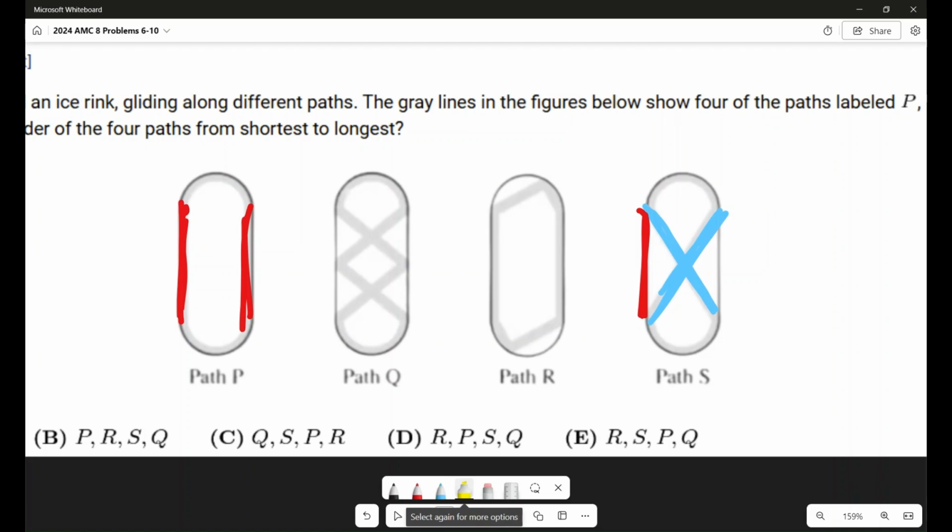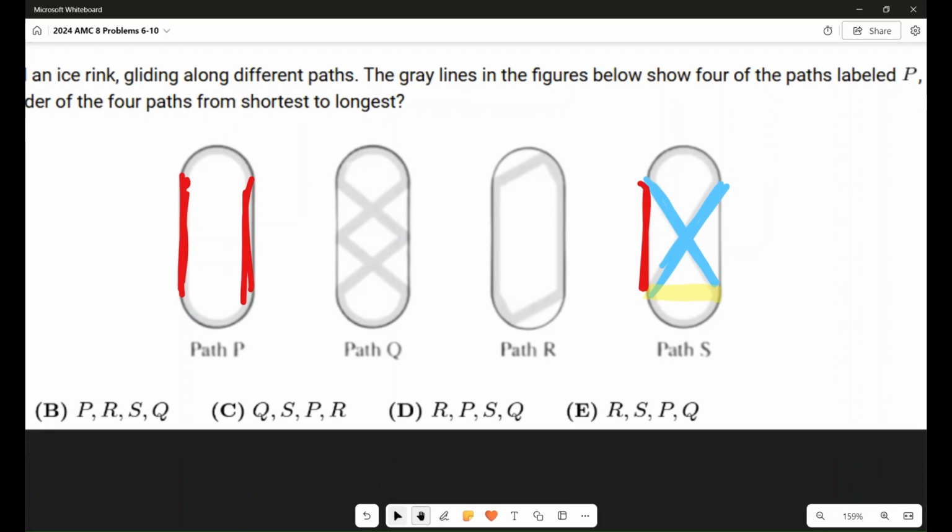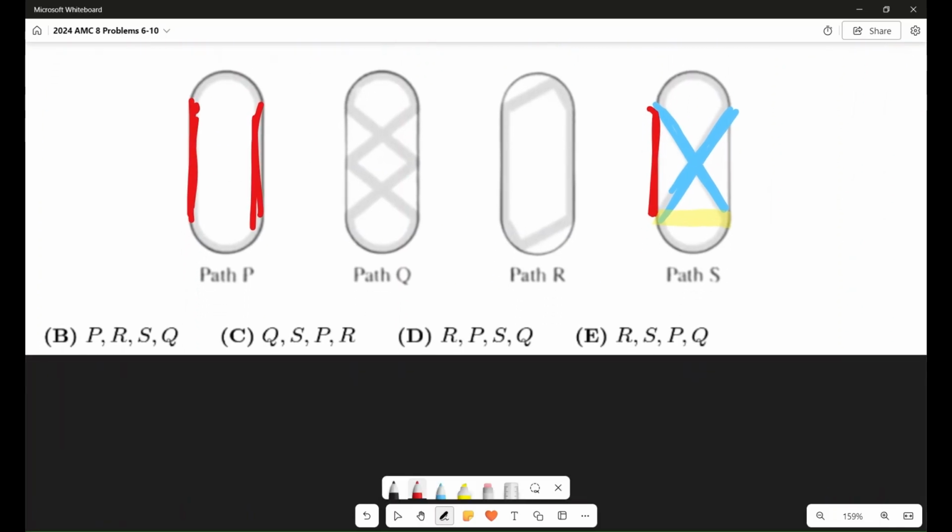Now, if we draw this right triangle, we'll notice that red is a leg of the right triangle, whereas blue is the hypotenuse. So blue is longer than red, and that means that path P is shorter than path S. So let's write that down. P is shorter than S.